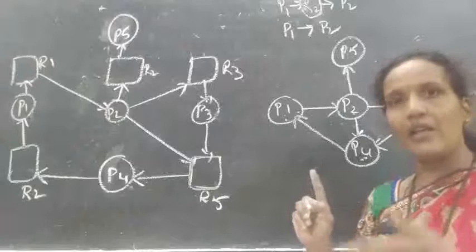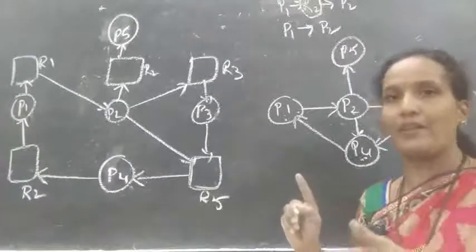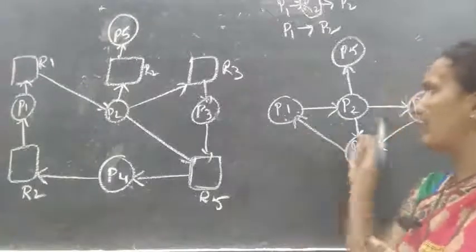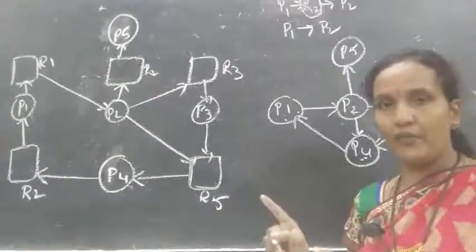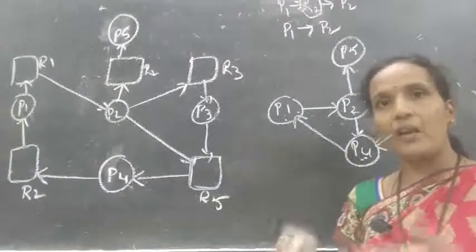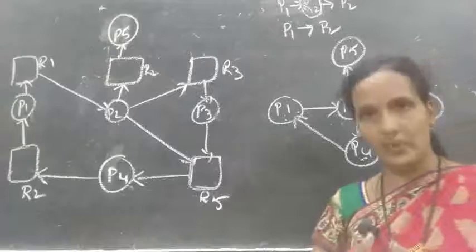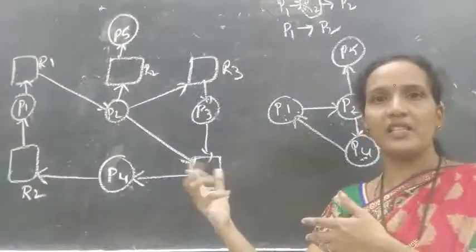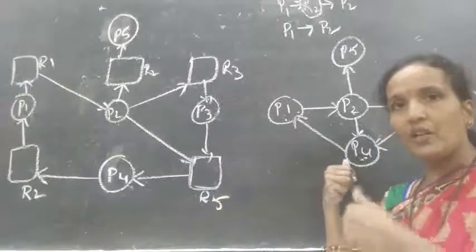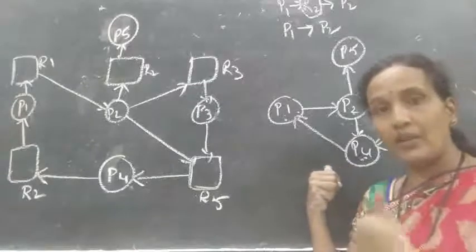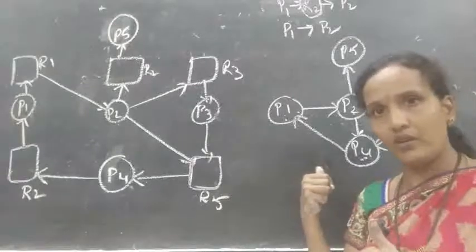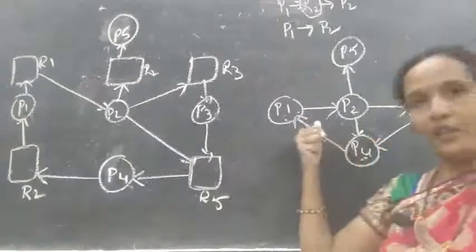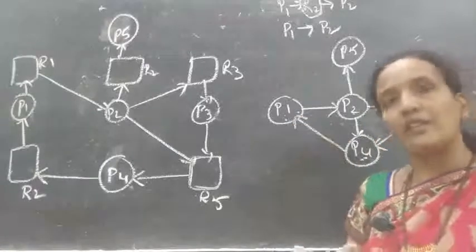When the resource type has a single instance, then easily you can find it out using a wait-for graph. How can you construct the wait-for graph? By removing all the resource types from the resource allocation graph, you can form the wait-for graph. Using a wait-for graph, how can you decide whether there is a deadlock or not? If there is a cycle in the wait-for graph, then you can say that there is a deadlock.